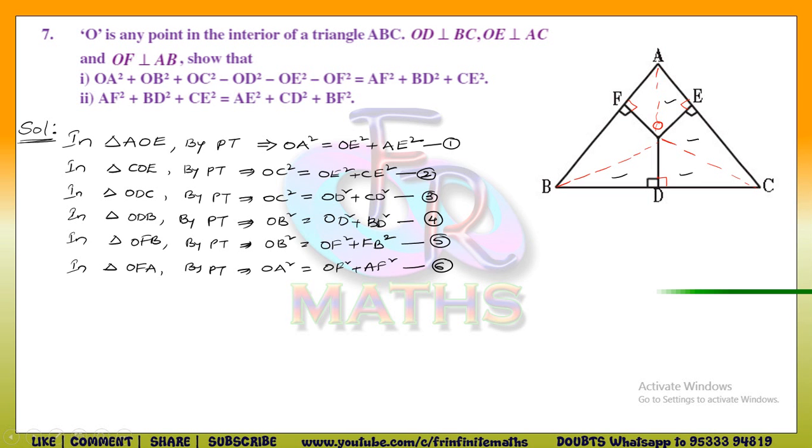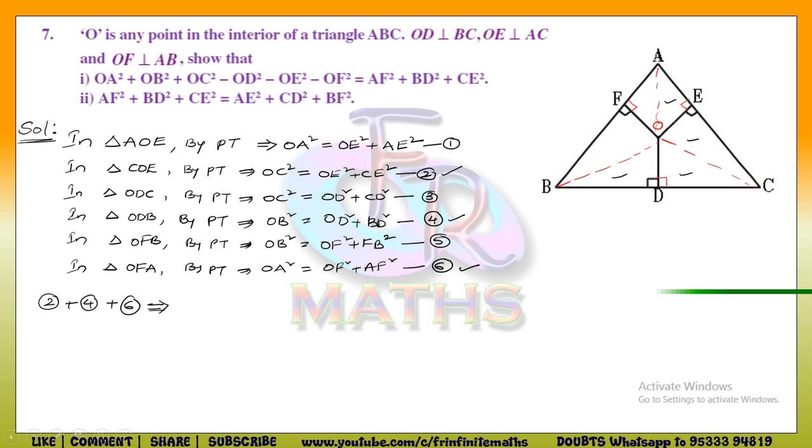So AF square is present here in the 6th equation. Next, BD square is present in the 4th equation, and CE square is present in the 2nd equation. Then what I can do is simply add equation number 2, equation number 4 and equation number 6. So when you add, what will happen?